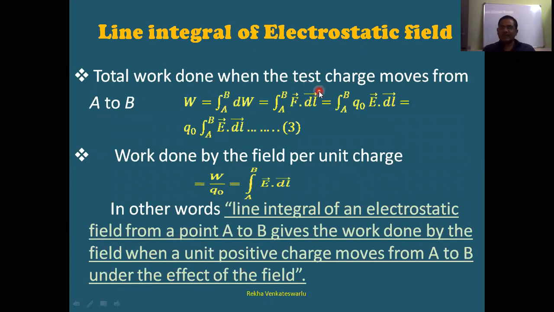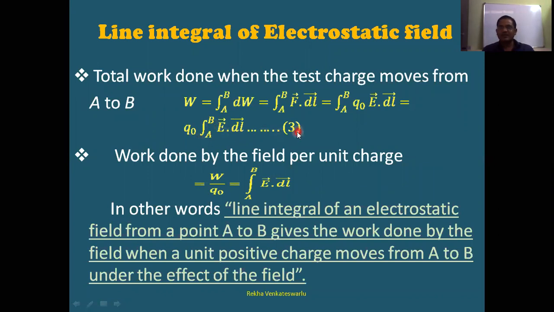But the total work done is when the test charge moves from point A to B. For the small displacement dl bar, the work done is dW. Actually, the test charge is moving from point A to B, so the total work done we have to calculate. Therefore, we have to integrate dW. The integral of dW over the limits A to B equals the integral of F bar dot dl bar, which equals Q naught E bar dot dl bar. Here write Q naught outside of the integral: Q naught times the integral from A to B of E bar dot dl bar.